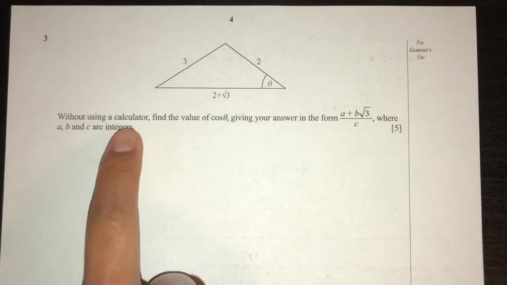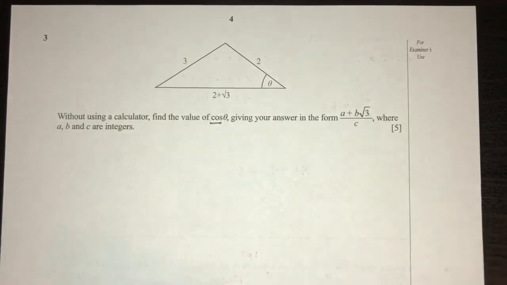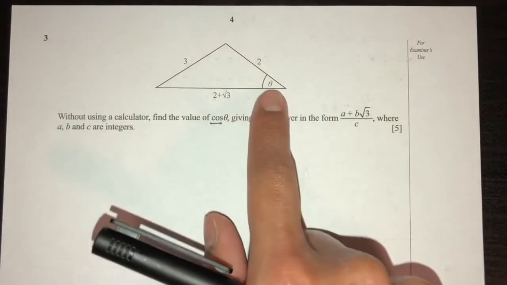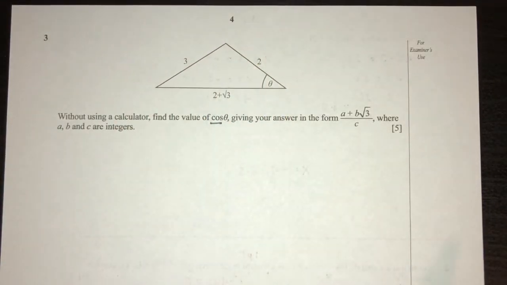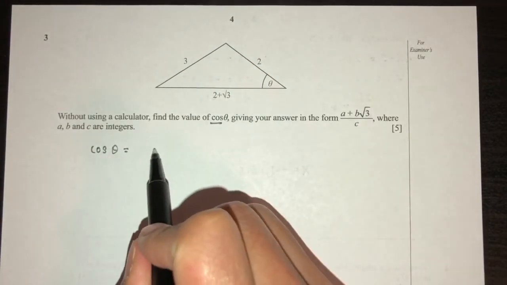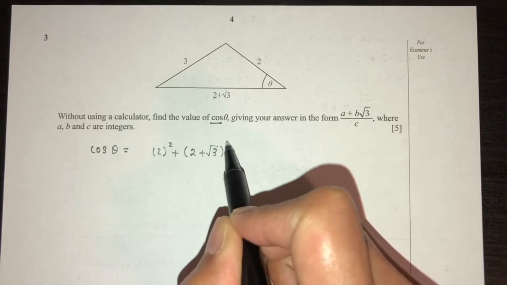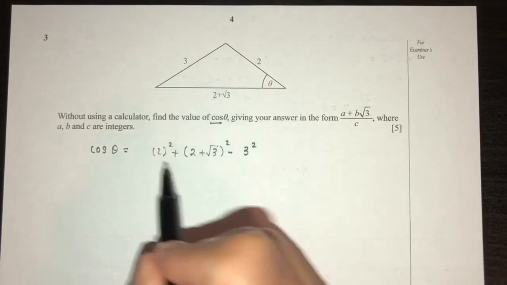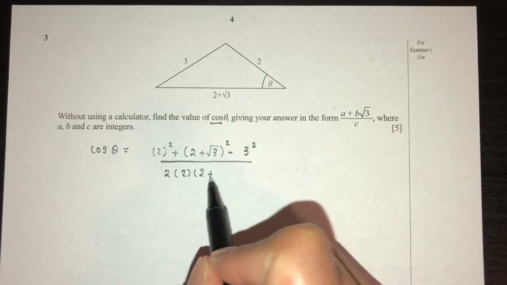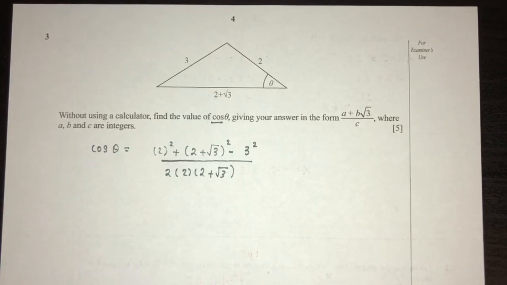So without using a calculator, find the value of cos theta, giving your answer in this form, where a, b, and c are integers. So if you look at this, this is a triangle. We know all the 3 sides, and you want to find cos of this angle. So you have to use the cosine rule, right? So cosine of the angle is equal to this side squared, which is 2 squared, plus 2 plus root 3 squared minus this squared, and then divide by 2 times this side and 2 plus root 3. So this is only the cosine rule. We have a formula for that, you have to know, and we just replace the values to get this.